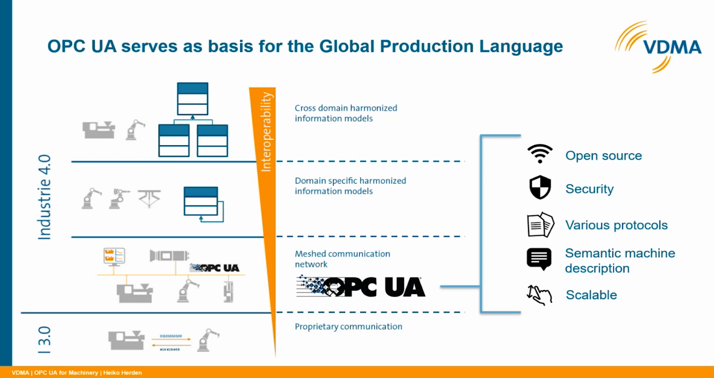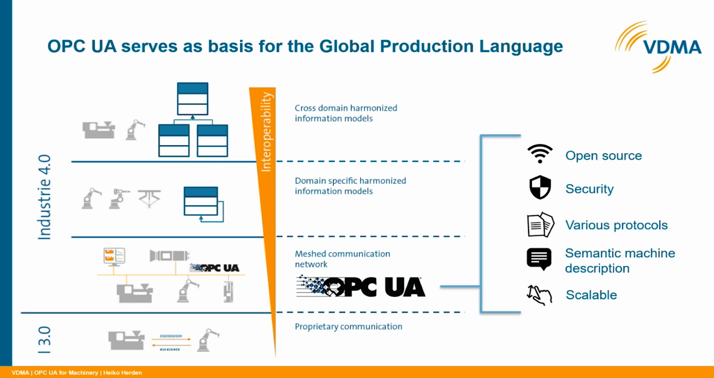And the nice thing about OPC UA is with all these different protocols, I can also do client-server communication. I can do publisher-subscribe communication. I can even do MQTT over OPC UA. So it's really a very good technology to build on for our interoperability approach.